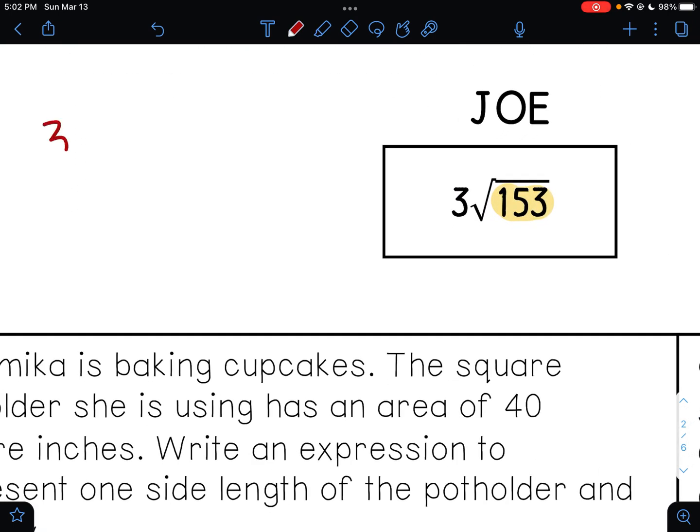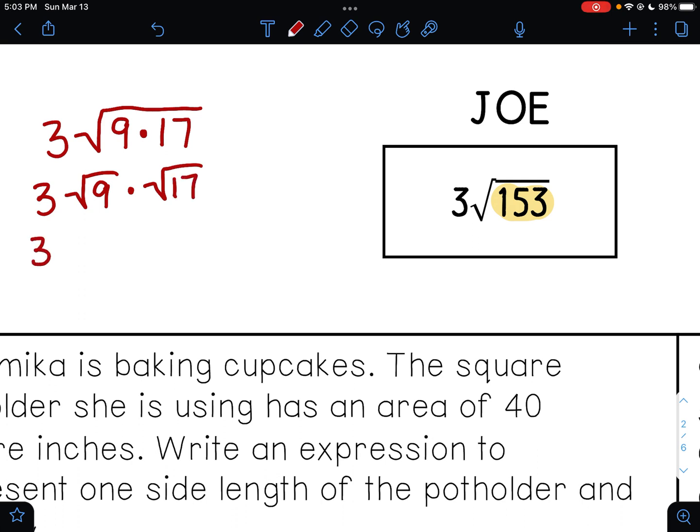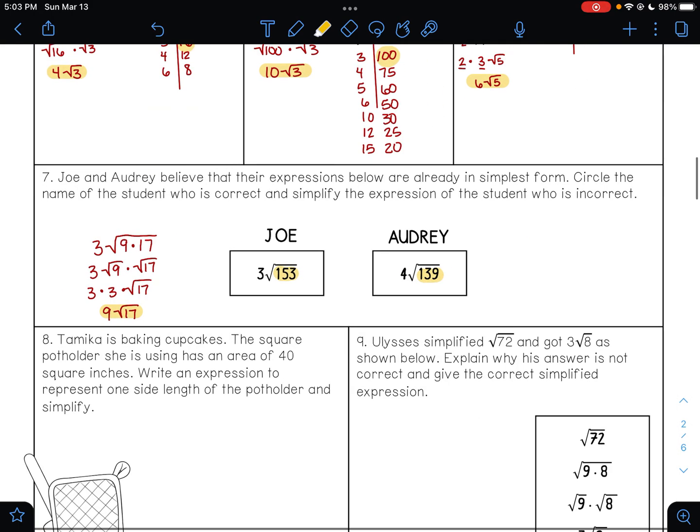Okay, so Joe's can be broken down into 9 times 17, which is 3 times the square root of 9 times the square root of 17, which is 3 times 3 times the square root of 17. 3 times 3 is 9, square root of 17. So that would be Joe's completely simplified. So he did not simplify it correctly. He left it and he would have got it wrong.